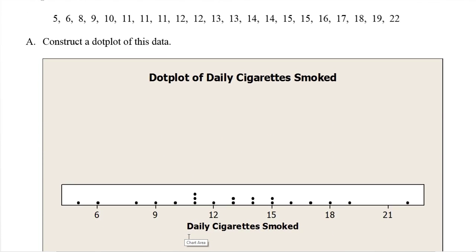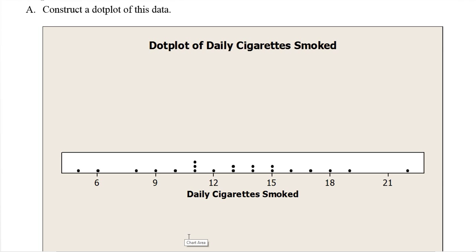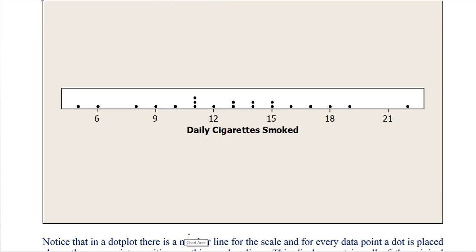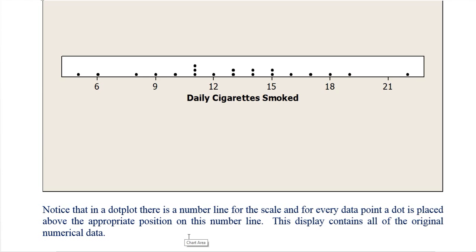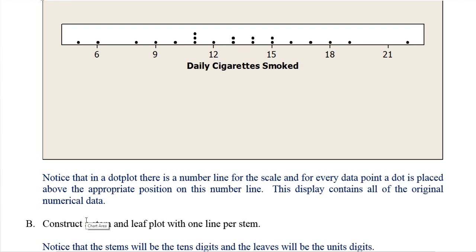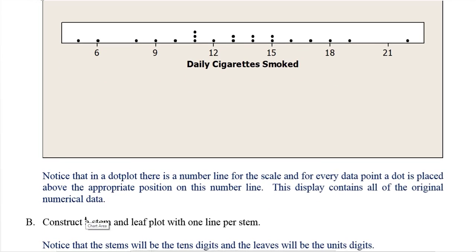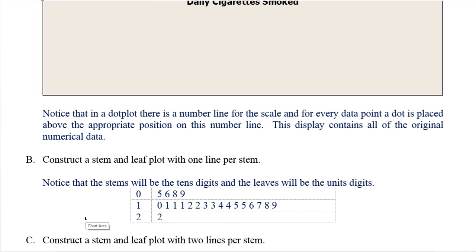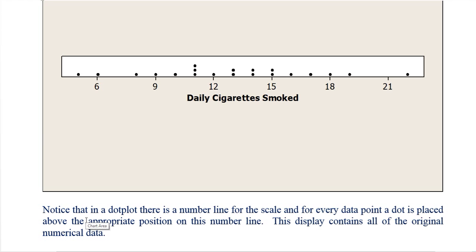Okay, there's the dot plot there. So you can kind of see how they're spread out, where they're concentrated. Notice you got a number line scale here, and you have a dot for every data value. How about a stem and leaf plot for this with one line per stem? So we'll make the units digits be the stems. Okay, try this on your own and come back.